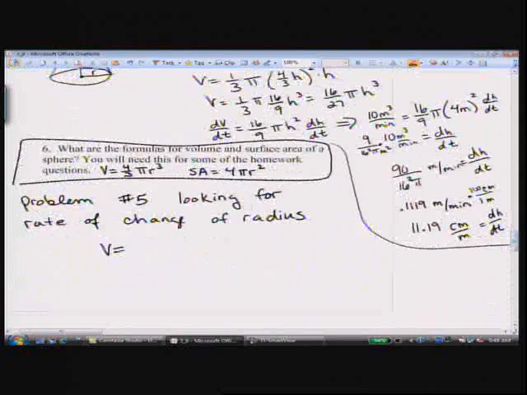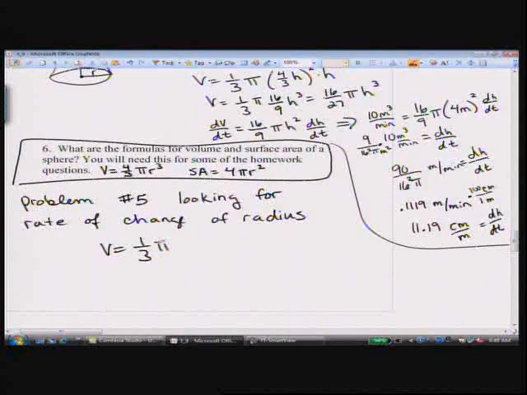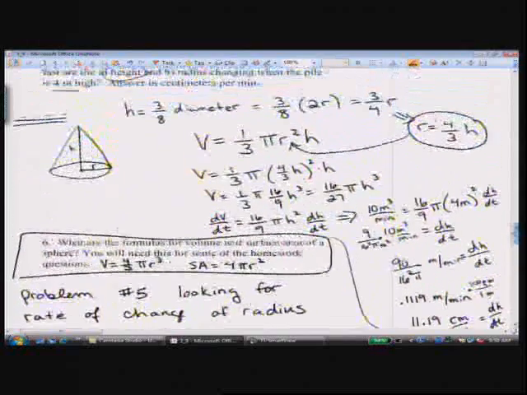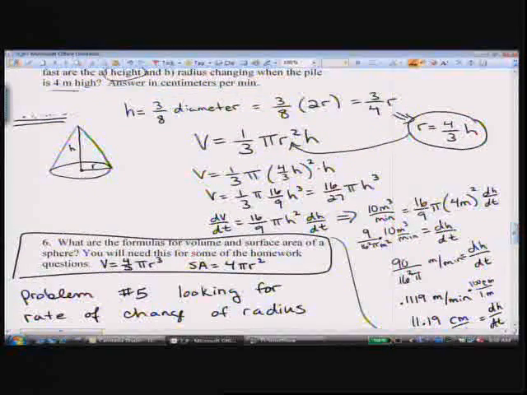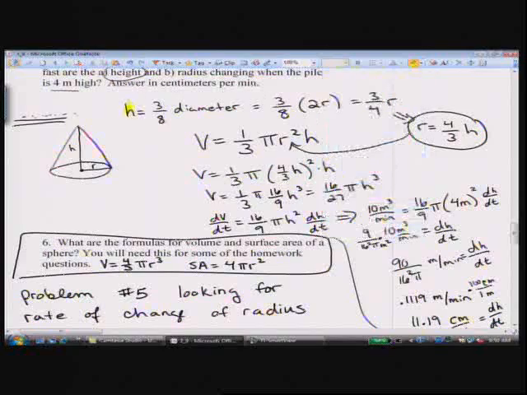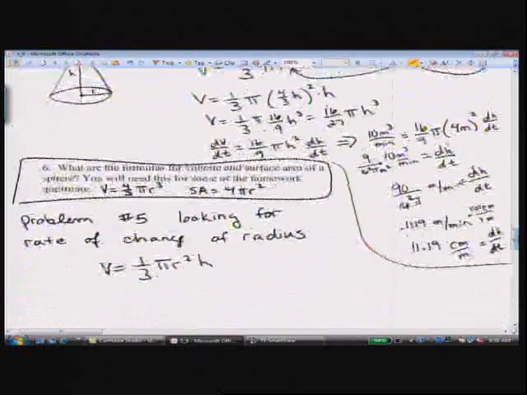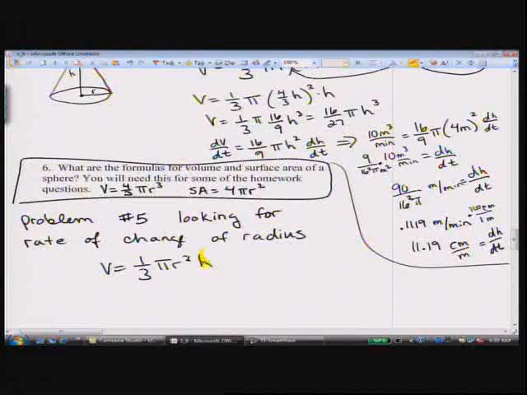Okay, V equals 1/3 pi r squared h. Now, I want the rate of change of the radius. I need to get rid of that h. So I will replace h with what h is equal to in terms of r, right? H is equal to 3/4 r. So I'm going to come in here and put that in right there.